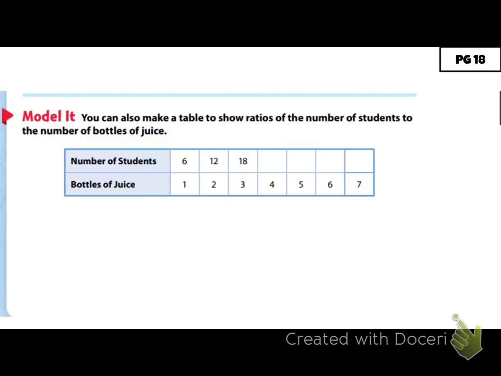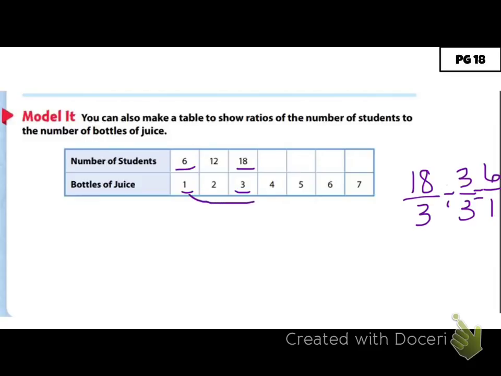So here you can see we have our 18 students with our 3 bottles of juice. To figure out what our rate is, just like we were doing last week, we divide both numbers by 3. It gives us a bottom number of 1, and 18 divided by 3 gives us 6. So that's where we got our beginning rate. Now that we know our beginning rate, we can fill in the rest of our table. So, how do I get from 1 to 4?